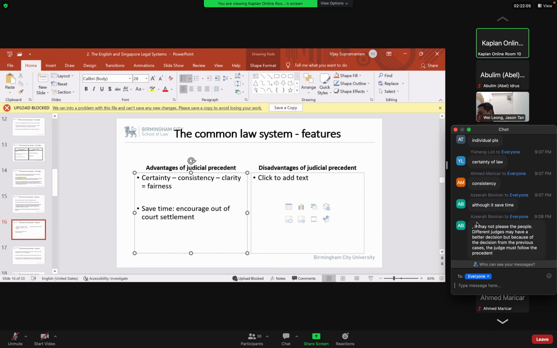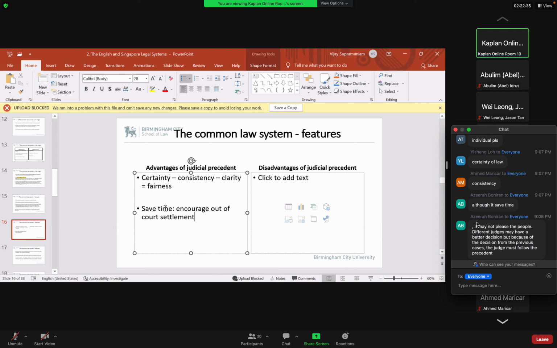Okay, you can encourage out of court settlement on the basis that your lawyer will tell you, if we were to go to the court, this is going to be the outcome. So let's negotiate, let's arbitrate, let's mediate. So you finish your case or resolve your dispute faster because you know the law is certain, the law is clear, and you know that there's consistent application, so you and your lawyer can resolve the issues faster.